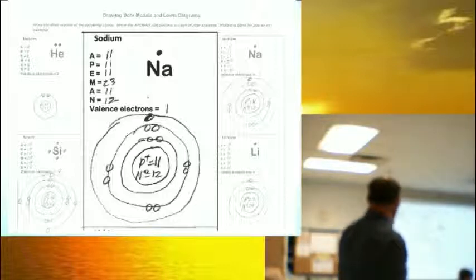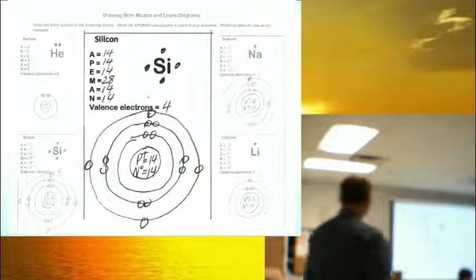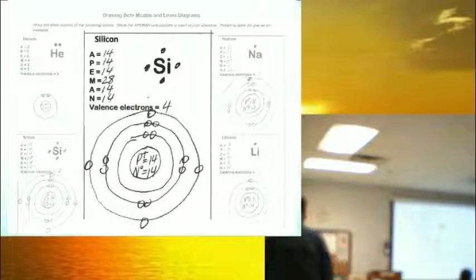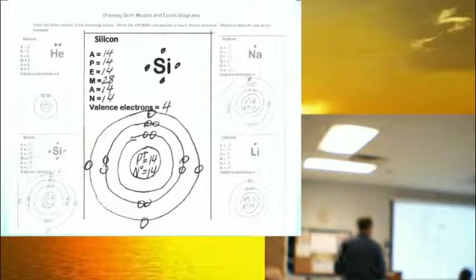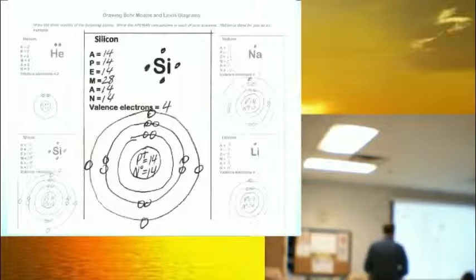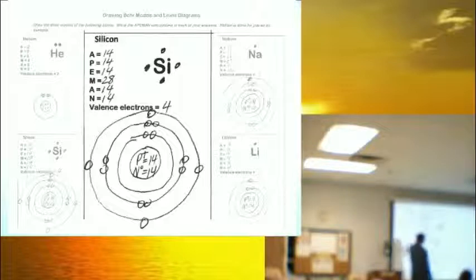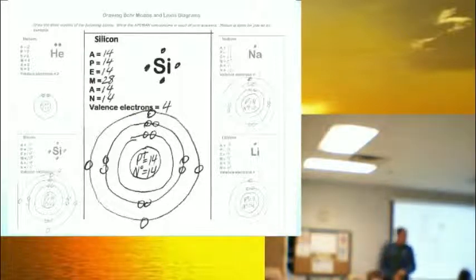Okay, the next one, silicon, should look like this. 14 protons, 14 electrons, mass 28, 14 neutrons, 4 valence electrons. That means the Lewis dot diagram should look like this. 2, 8, and 4, for a total of 14 electrons.